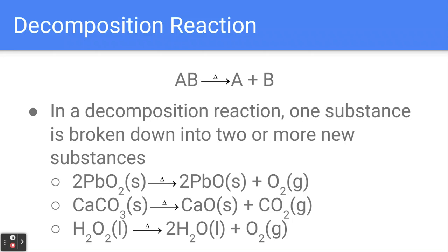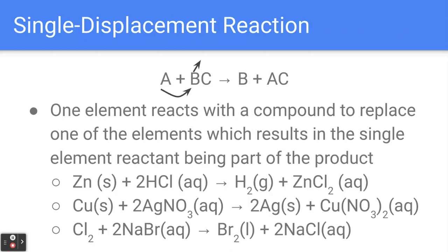And lastly, we can technically take hydrogen peroxide, and you don't technically need heat for this to occur, but hydrogen peroxide, even in the brown bottles that you buy at the store, will naturally break down over time into water and oxygen. The next one is a single displacement reaction, okay?